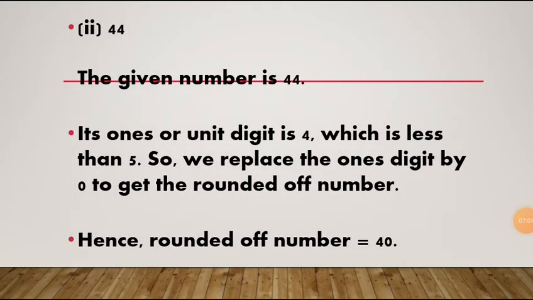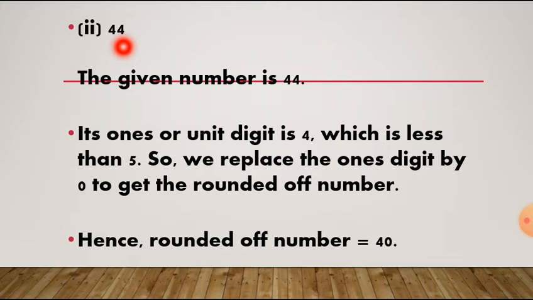Here the number is 44. So in this number, which place do you have to check? Yes, to round off to tens, you have to check the digit at the ones place. Here the digit is 4. Now, according to the rule, if the digit is 1, 2, 3, or 4, any one of these digits, you can replace that place by 0.